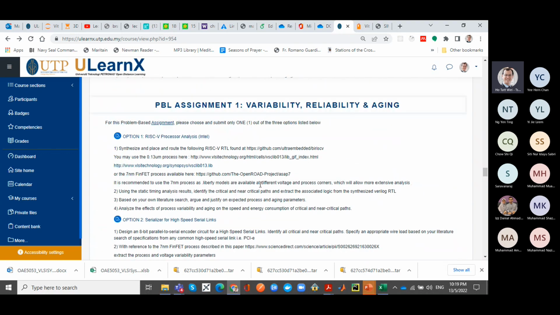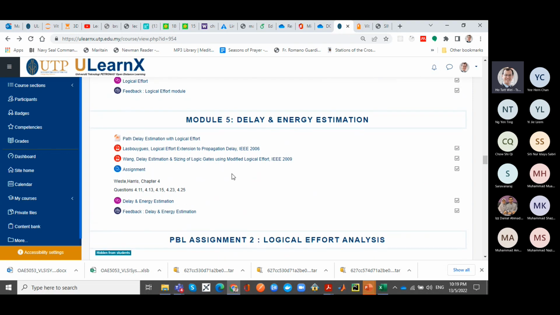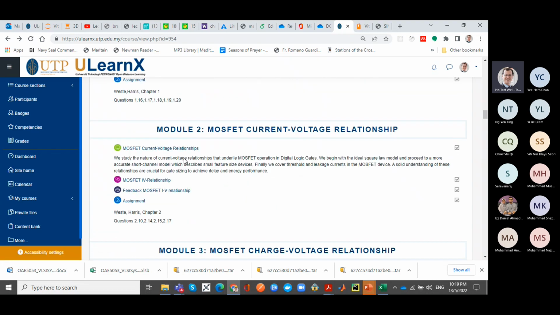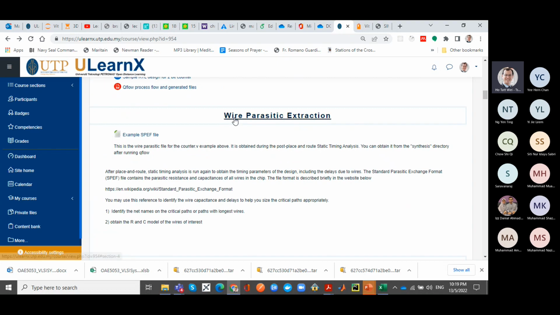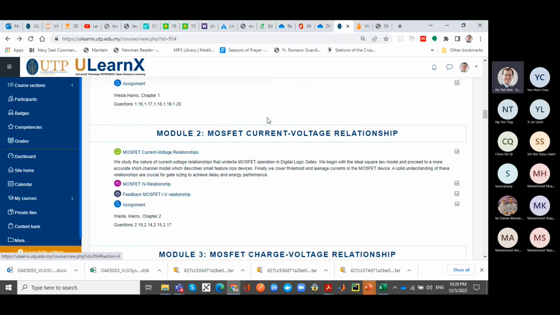And we do have a logical effort way of estimating whether the wire is the key bottleneck, or whether it is the logic gate that is the key bottleneck in the delay. This is the Wang paper here: Estimation and sizing of logic gates using modified logical effort with wire delay. And this is why I included this ability to extract the wire parasitics, the parasitic resistance and capacitance of the wire, because that's going to inform you on the contribution of the wire to delay, again using the RC model of circuits.